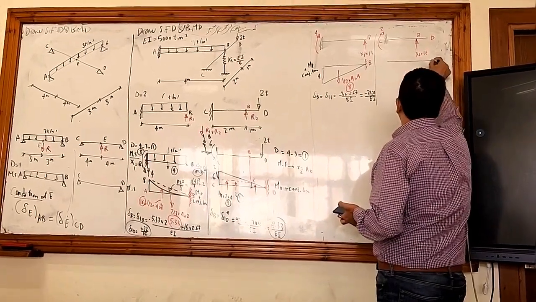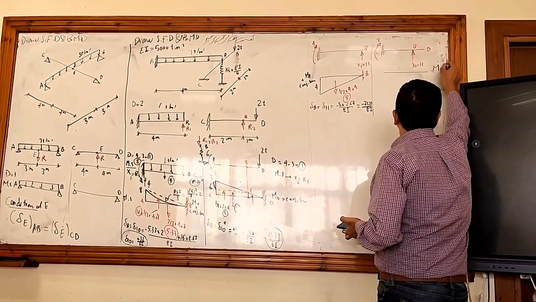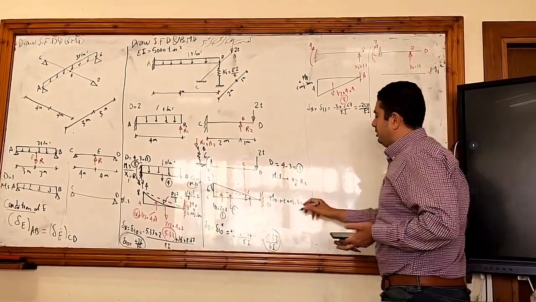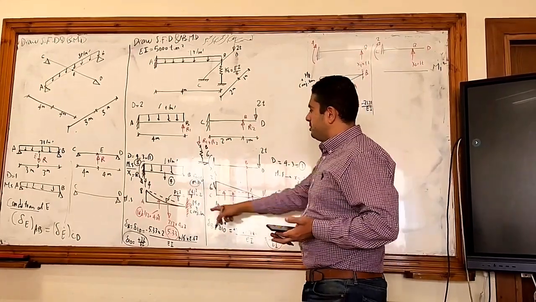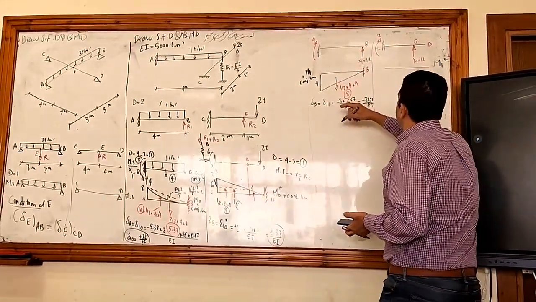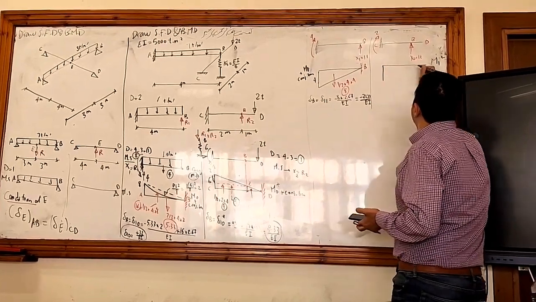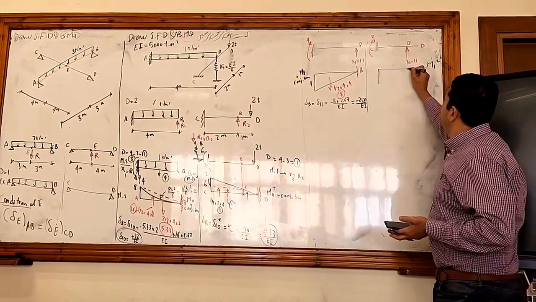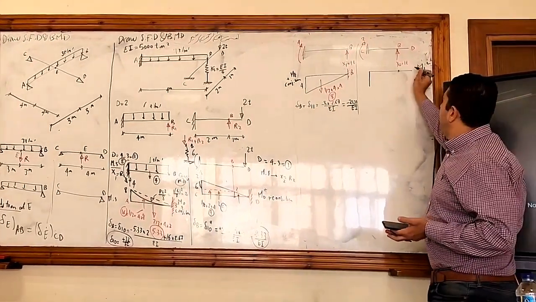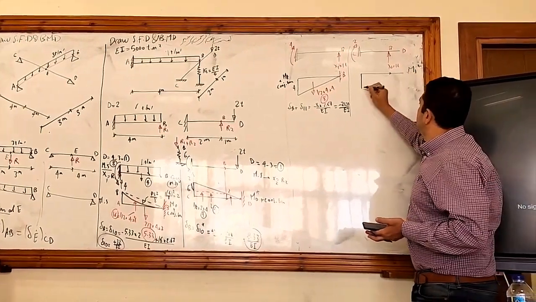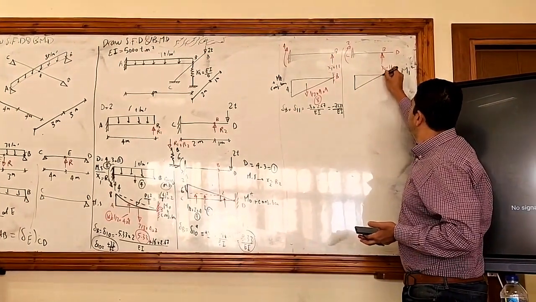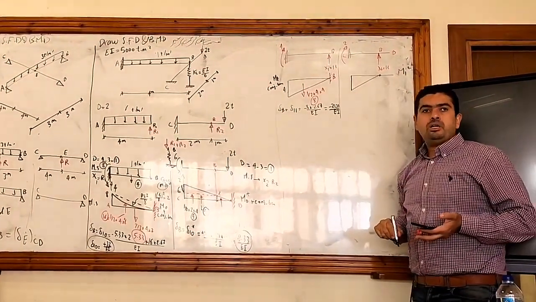So let's plot the M1 star. Let's put M node star, because this is M node, and this is M1, so this is M1 star. The moment here will be 2, and here the moment will be 0, and here the moment will be 0, so this will be the bending moment diagram.